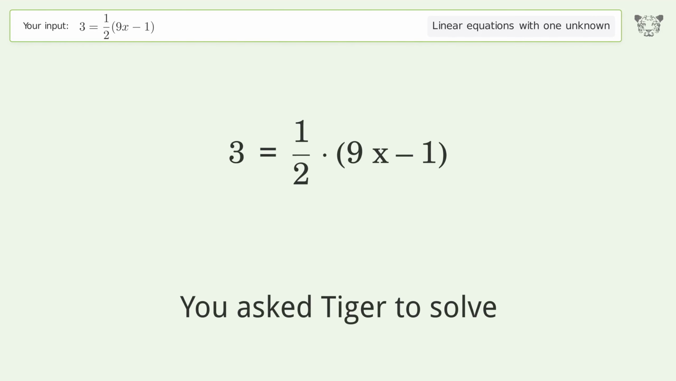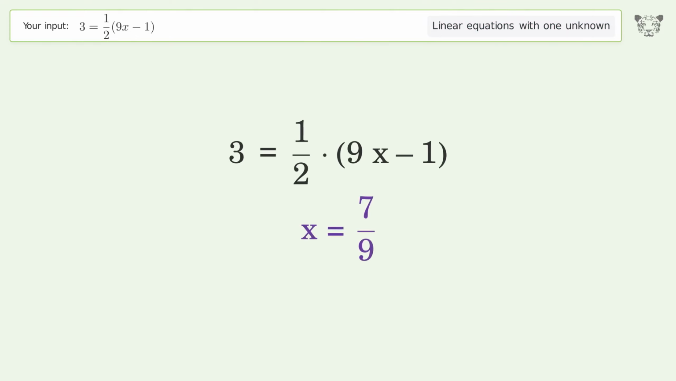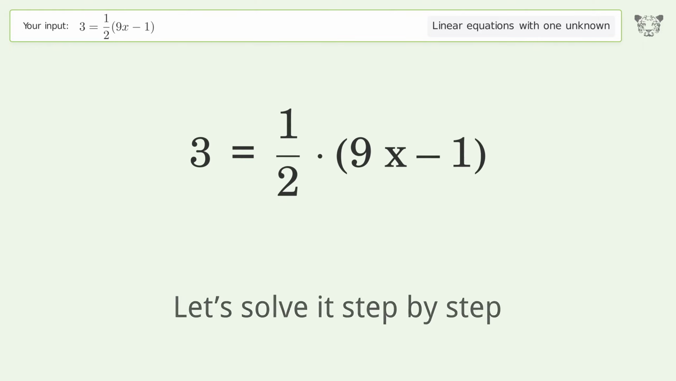You ask Tiger to solve. This deals with linear equations with one unknown. The final result is x equals 7/9. Let's solve it step by step.